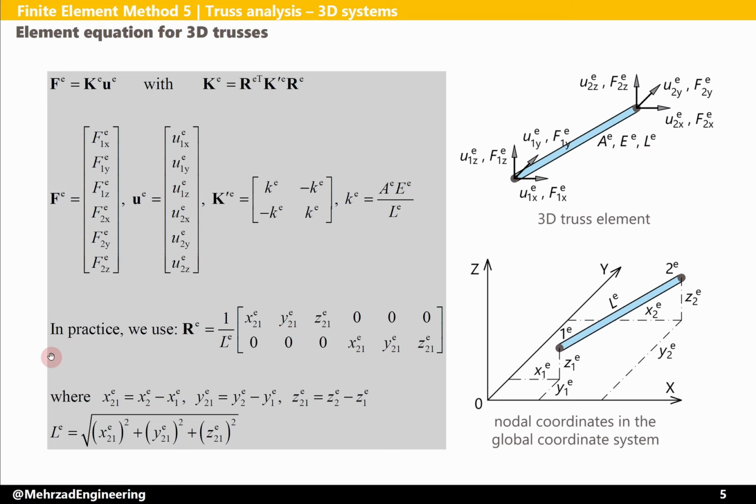Also, we should know that in practice, we use rotation matrix in this format based on the nodal coordinates in the global coordinate system for node 1 and node 2. For example, x21 is x2 minus x1, or z21 is z2 minus z1, Z coordinate of node 2 minus z coordinate of node 1. And we could easily find length of the element based on the x21, y21 and z21.